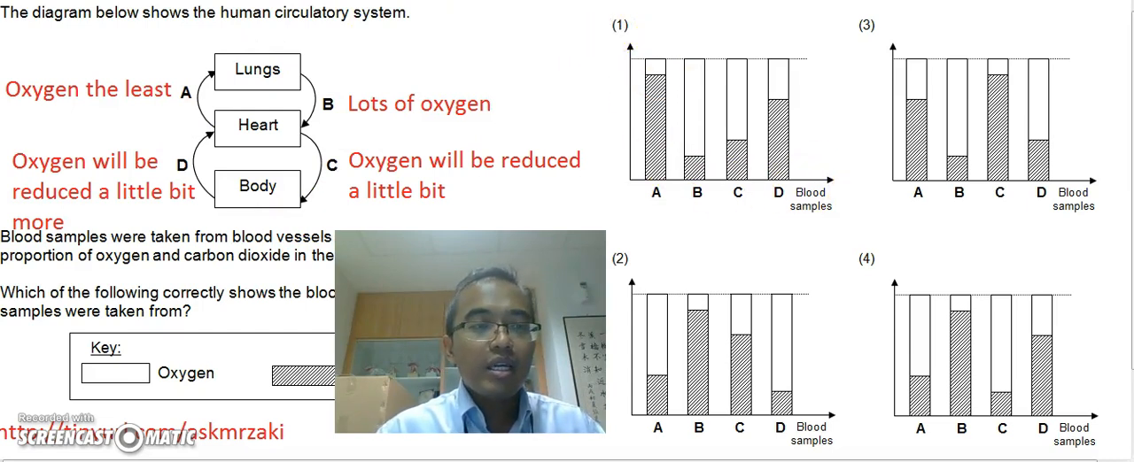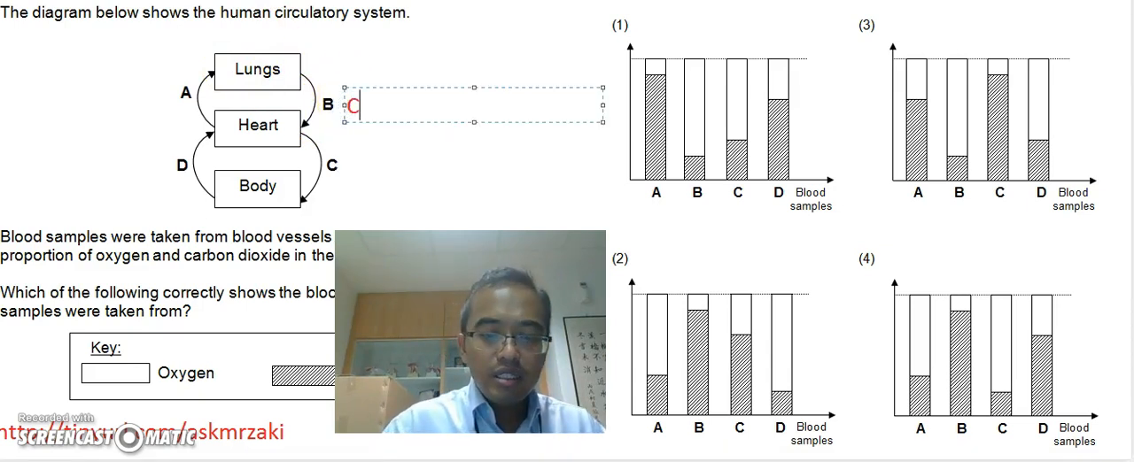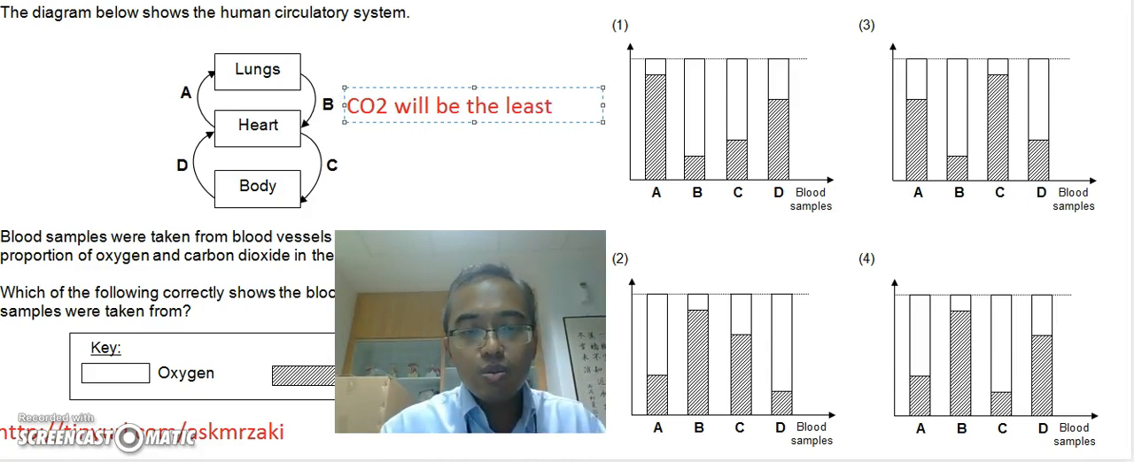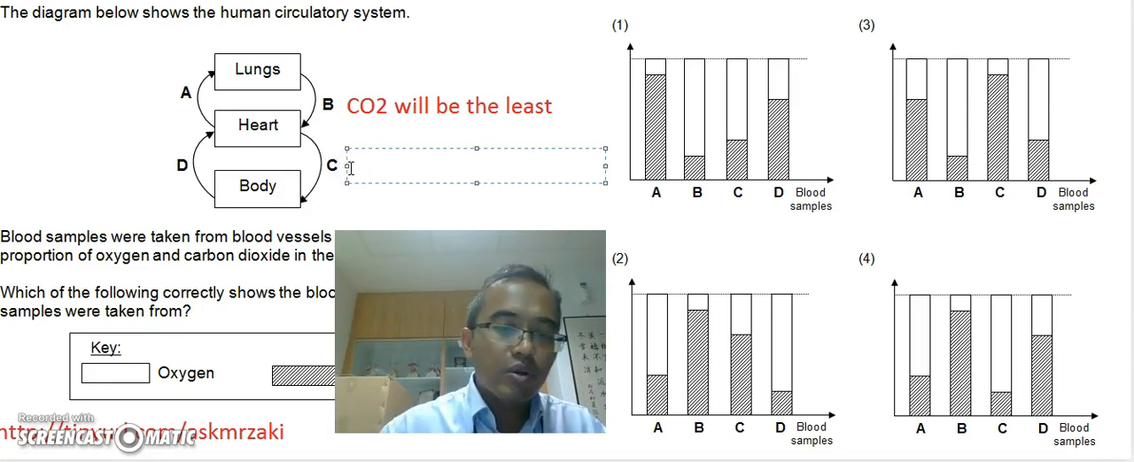But let's look at what happens to the carbon dioxide. Now we know that the lungs will remove most of the carbon dioxide. So at B, the carbon dioxide will be the least, right? Now I need to warn you again, I'm using short form here so that it makes it faster for me to teach. But you guys can't use short form. During the PSLE, you must write carbon dioxide in the correct way.